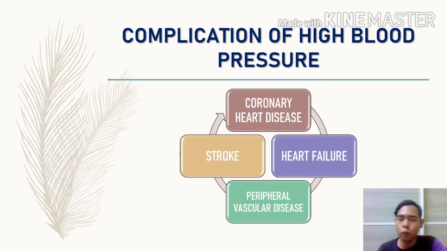Okay, these are the complications of high blood pressure. Firstly is coronary heart disease, which is heart attack or angina. Secondly, stroke, that is due to blood clot and bleeding. Thirdly is heart failure, which is heart strain, especially at the left ventricle. Lastly, peripheral vascular disease, which is caused by reduced blood supply to the limbs.